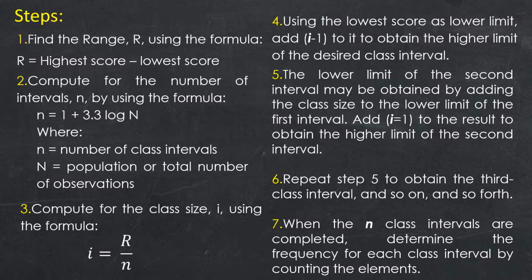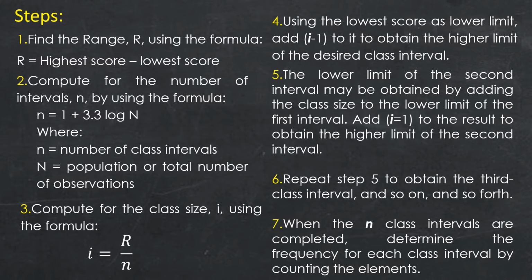So these will be the steps. The most important, you need to find the range. Of course, R using the formula: R is equal to the highest score minus the lowest score. Then compute for the number of intervals n by using the formula.